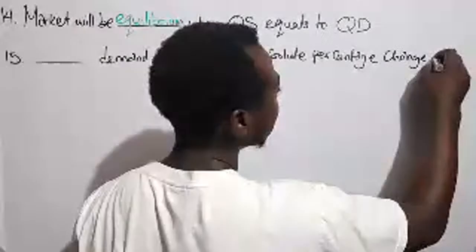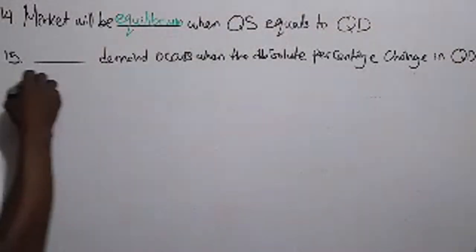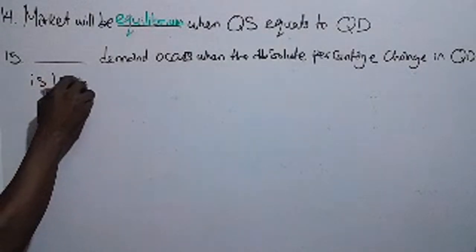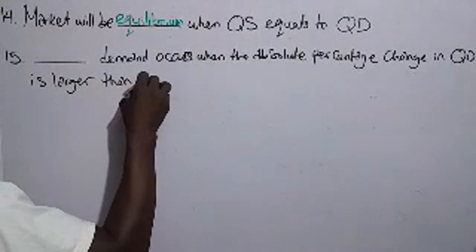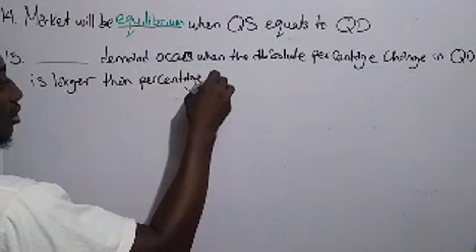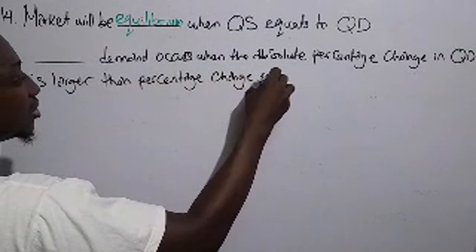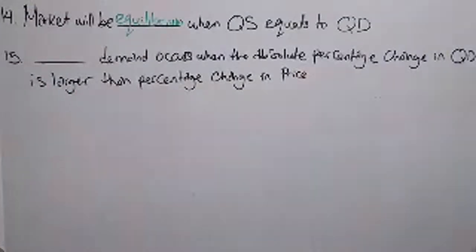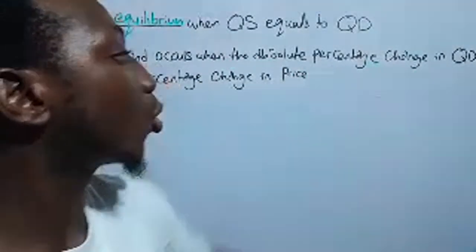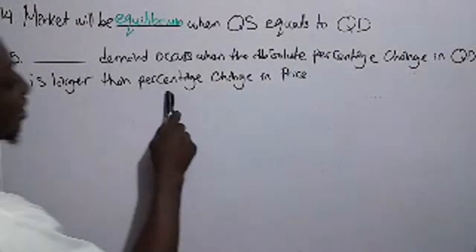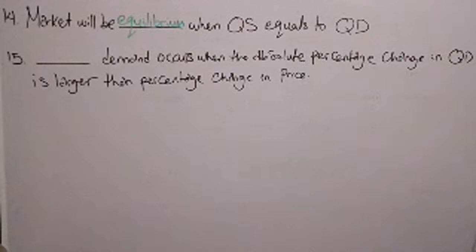than percentage change in price. Dash demand occurs when the absolute percentage change in quantity demanded is larger than the percentage change in price. What kind of demand is that?